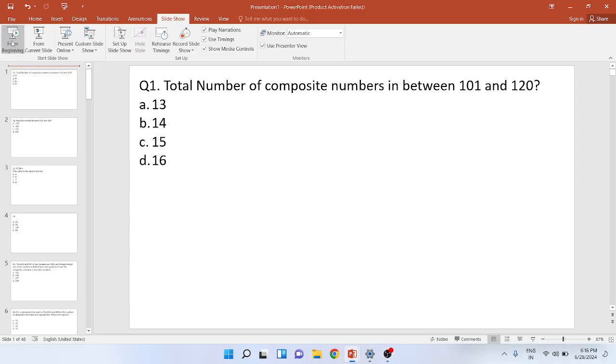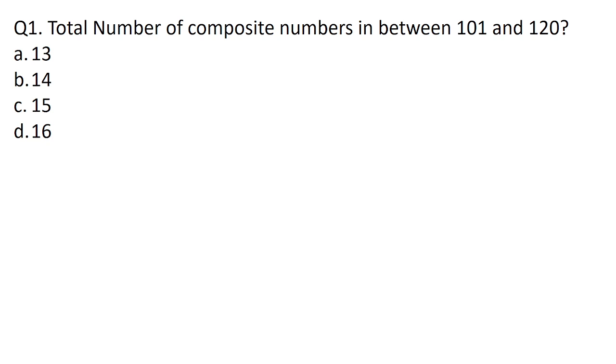Hello students, so let's move ahead to the PYQs. These are the important PYQs again. The total number of composite numbers in between 101 and 120. So you have to tell the composite numbers which are in between 101 and 120.